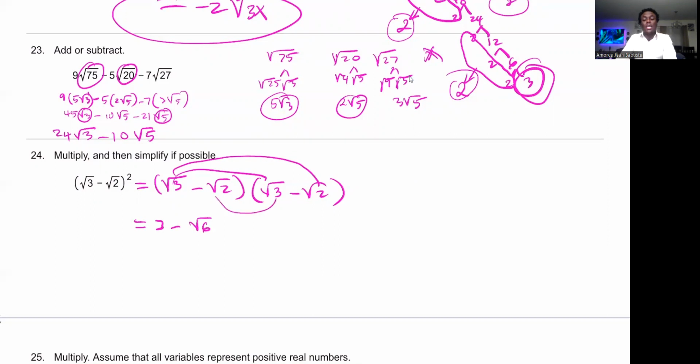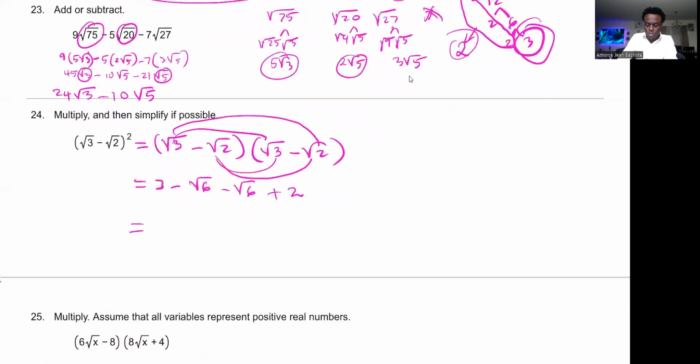Negative square root of 2 times 3 is negative square root of 6. Negative square root of 2 times negative square root of 2 is positive square root of 4, that's plus 2. 3 plus 2 is 5, minus 1 square root of 6, minus another 1 square root of 6, that's negative 2 square root of 6, and that is your answer.